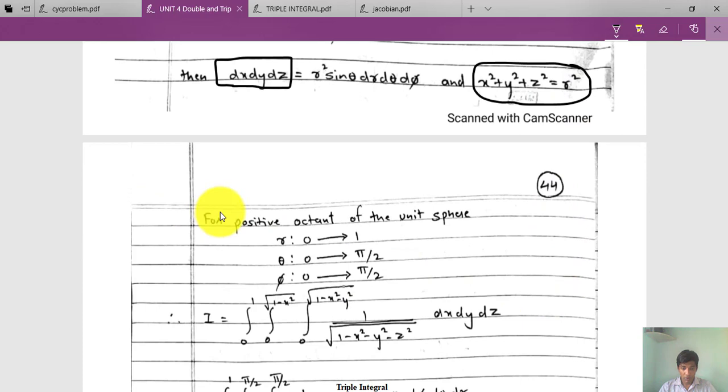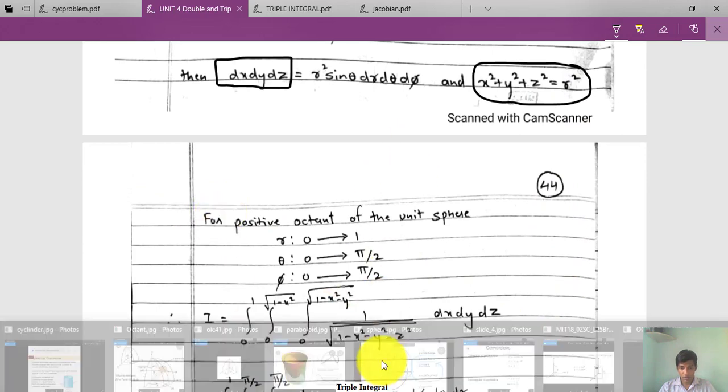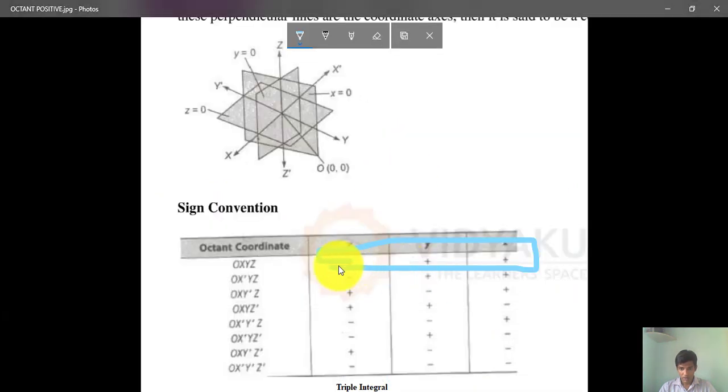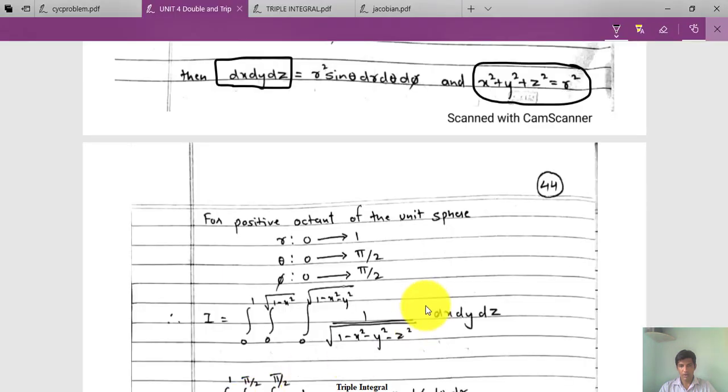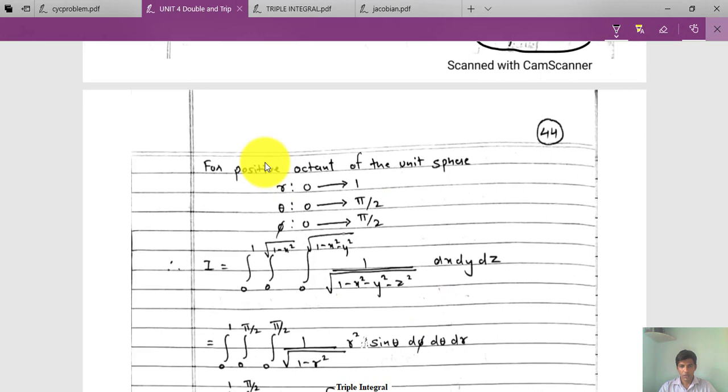Now for the positive octant, I was discussing only about this, where it is plus. For only the positive octant, there are a total of 8 octants, right? So evaluating only for the positive octant, what will happen to r? r will obviously turn out to be 0 to 1.